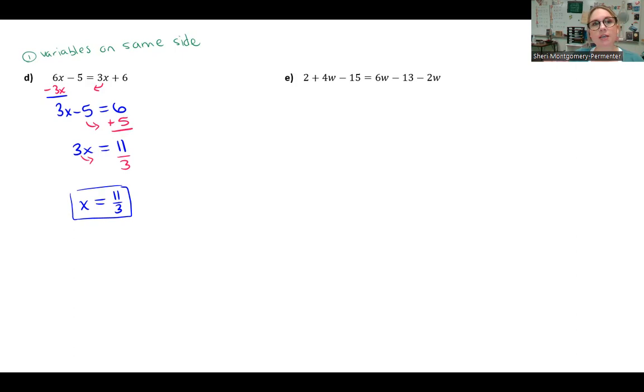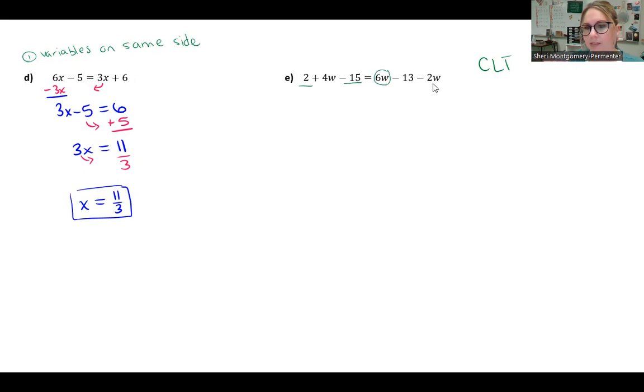The next question, what do we have to do first? Very good. I like those words. We're going to combine like terms first, and we're going to do that on both sides. So it looks like on the left, we only have one variable. That's fine. So I'm going to put the 2 and the negative 15 together. That's what needs to combine on the left. And on the right, it looks like I have 2 variables. So I need to put those things together.